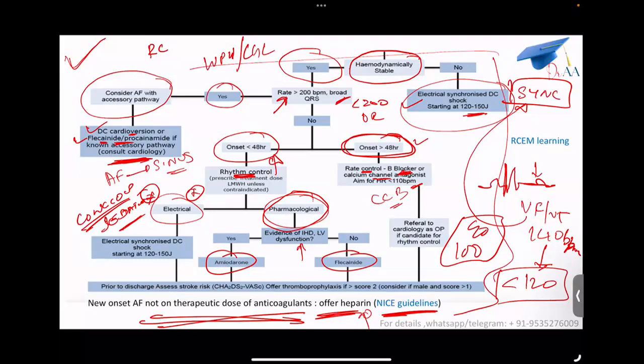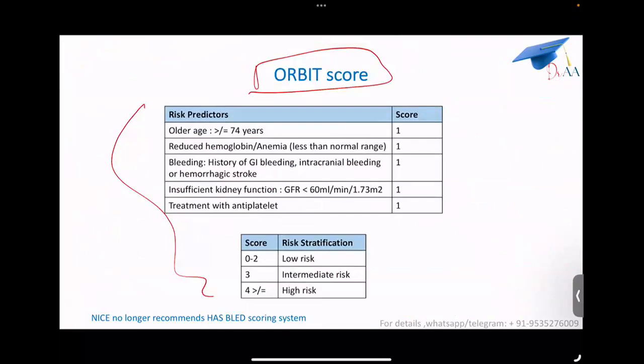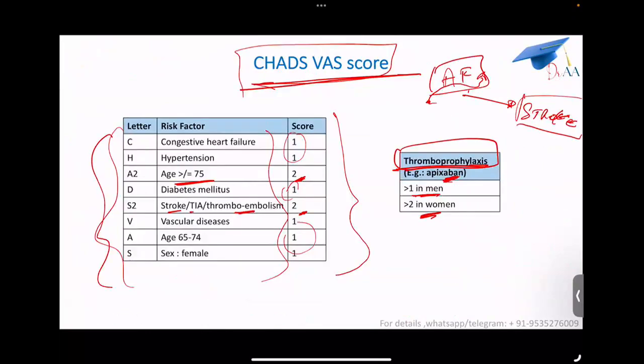Dr. Amin, when do we use the CHA2DS2-VASc score and the ORBIT score? See, the ORBIT score is to look out for high risk of bleeding. If there is a high risk for bleeding, we use the ORBIT score. This is only for high risk for bleeding. The CHA2DS2-VASc score is to see whether this patient requires thromboprophylaxis or not.